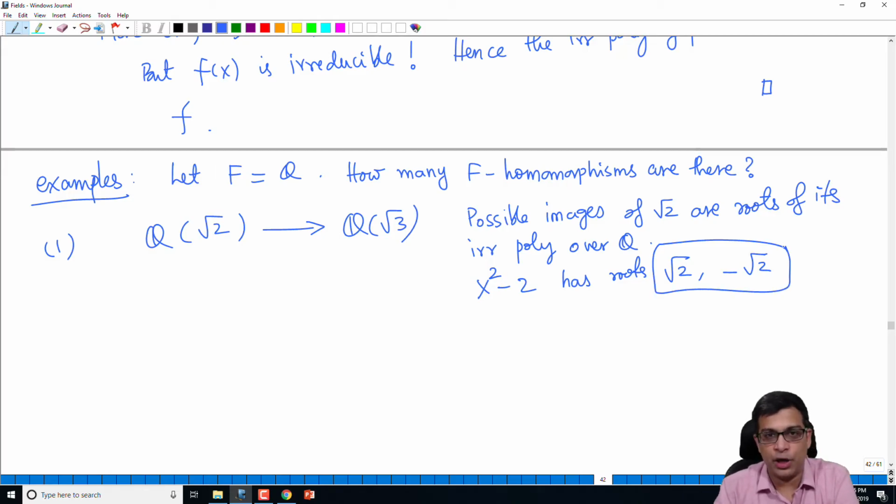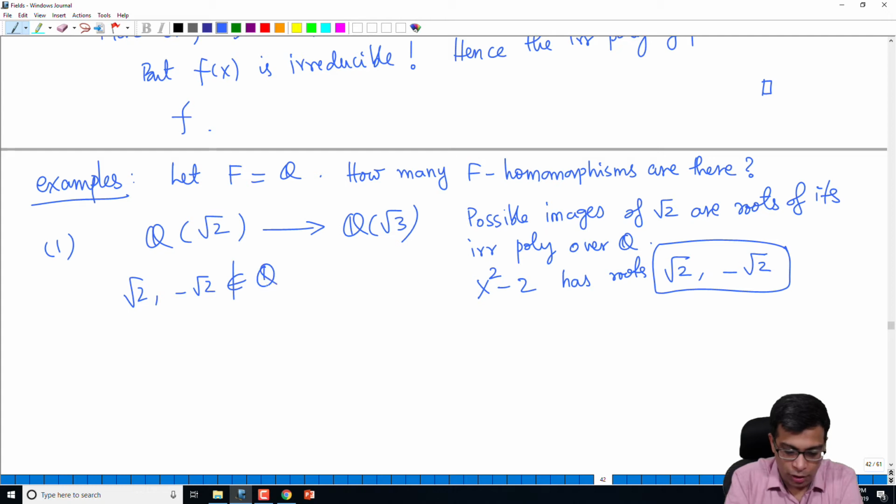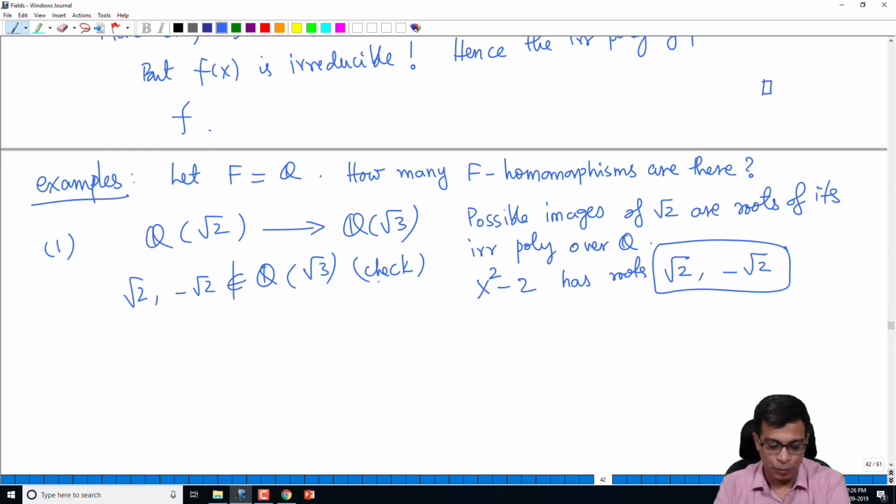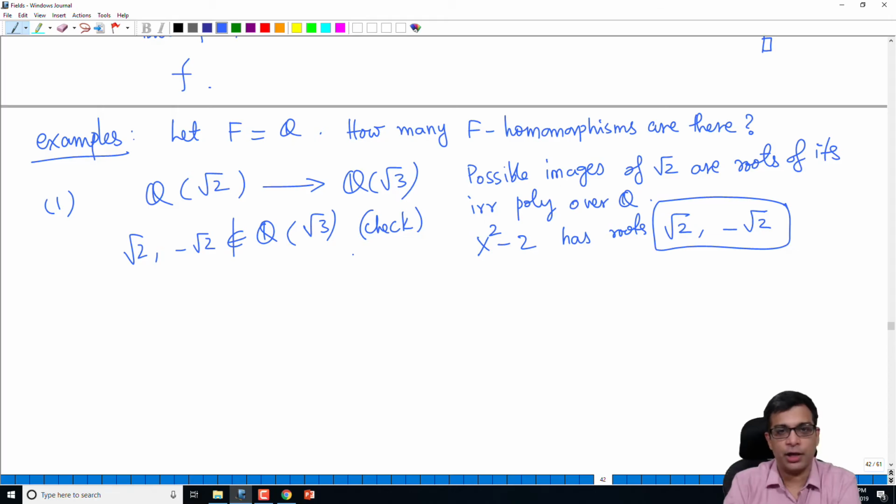Are any of them available here? No. Both root 2 and minus root 2 are not in Q(root 3). Okay, this requires a little check. To be precise, we have to check this because Q(root 3) is all polynomials in root 3 of degree 1. So it's a plus b root 3 where a and b are rational numbers. There are no rational numbers a and b such that a plus b root 3 is equal to root 2 or minus root 2. So this I will leave as an exercise for you. Check this. So that means there are no possible images for root 2 in this field.